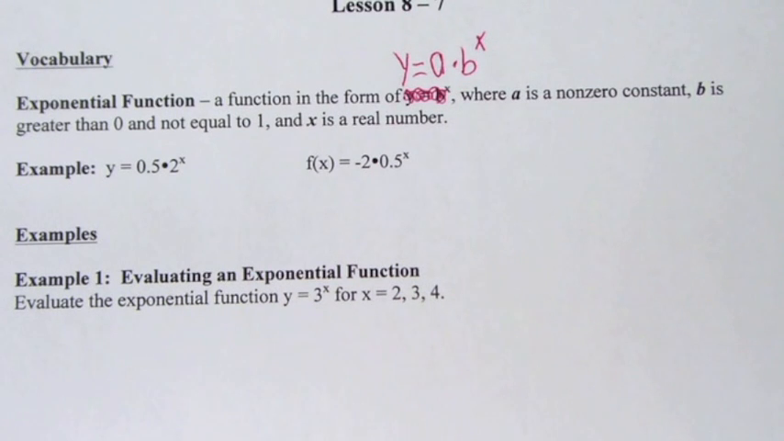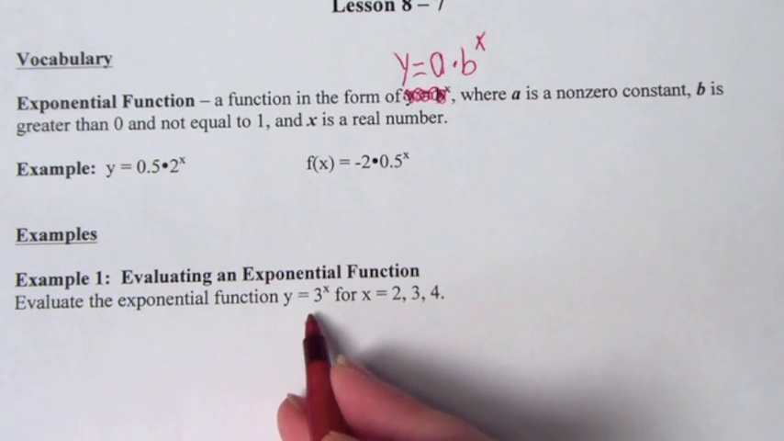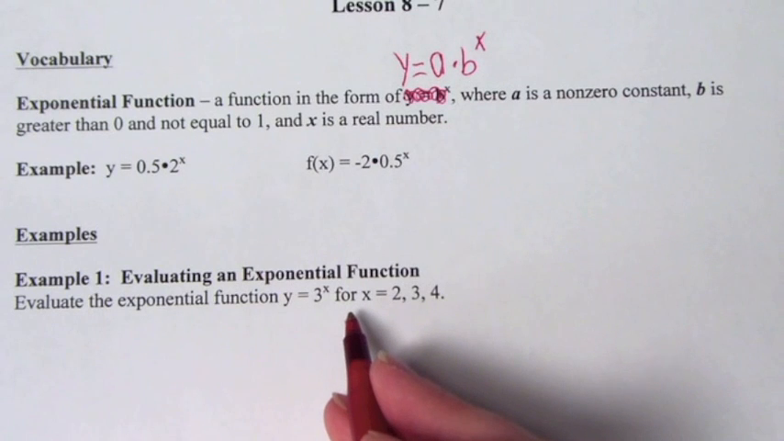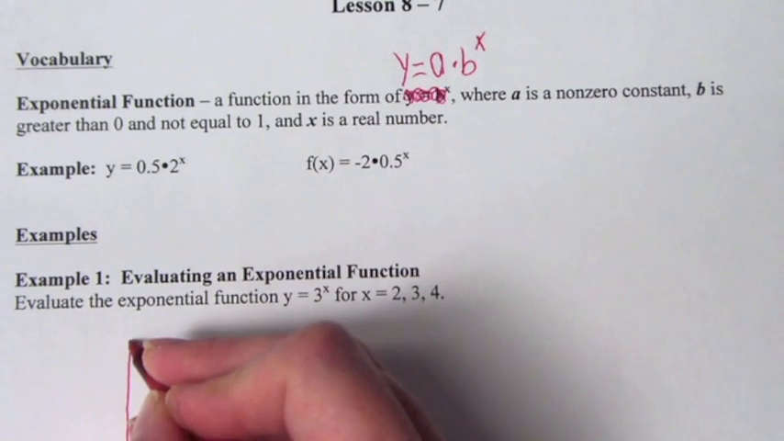Remember when we used to make XY tables for graphing lines? We're going to do that again for this. Okay? So what we're going to do, it says to evaluate the exponential function 3 to the x for x equaling 2, 3, and 4. So we're going to have an x and a y.